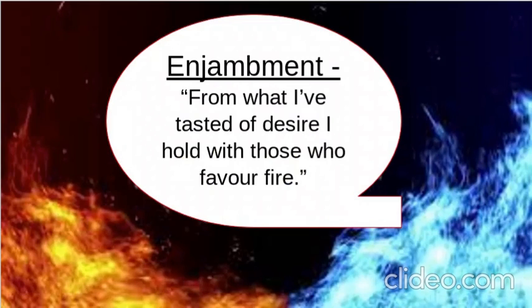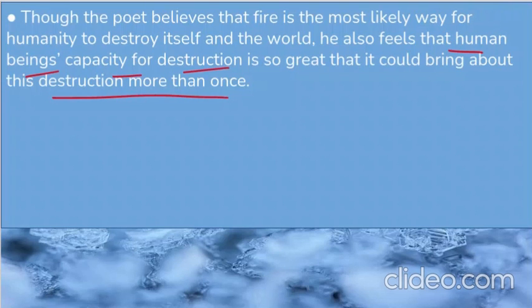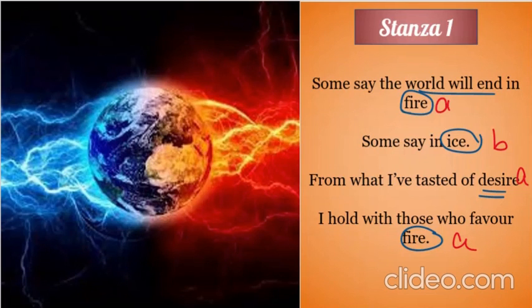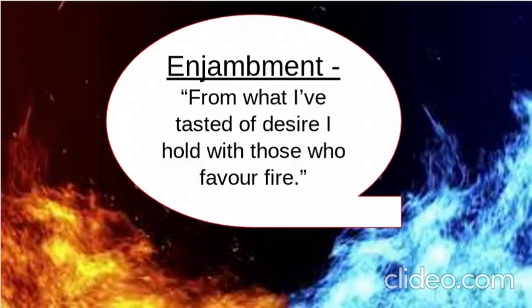Next one is enjambment. Enjambment was even there in our previous poem Dust of Snow, correct? So what it is, in a stanza itself there are sentences. So for example, where is the first stanza? Yes, here. Some say the world will end in fire, some say in ice. One sentence in one stanza. Then, from what I have tasted of desire, I hold with those who favor fire. Another sentence. So in one stanza there are two sentences. That is what enjambment is, right? So here we have taken the example of from what I have tasted of desire, I hold with those who favor fire. This is one whole sentence, there is a full stop at the end. So that is nothing but enjambment.